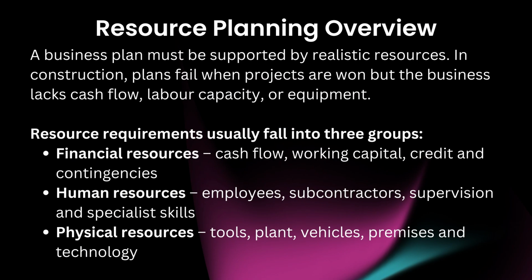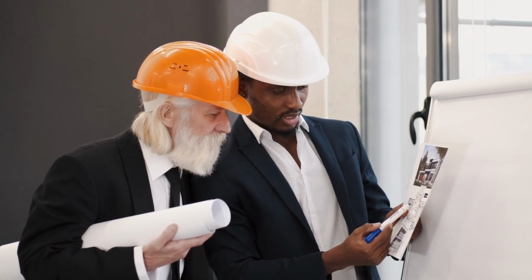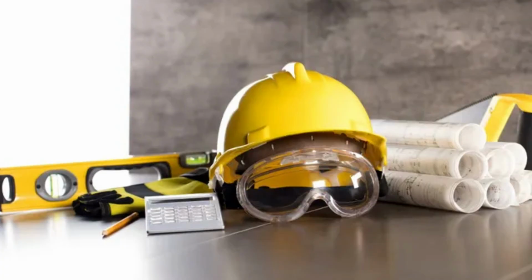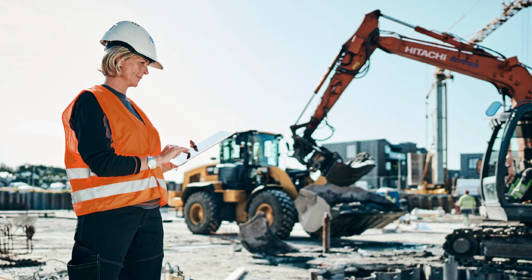Resource planning overview. A business plan must be supported by realistic resources. In construction, plans fail when projects are won, but the business lacks cash flow, labour capacity or equipment. Resource requirements usually fall into three groups: financial resources, cash flow, working capital, credit and contingencies; human resources, employees, subcontractors, supervision and specialist skills; physical resources, tools, plant, vehicles, premises and technology.